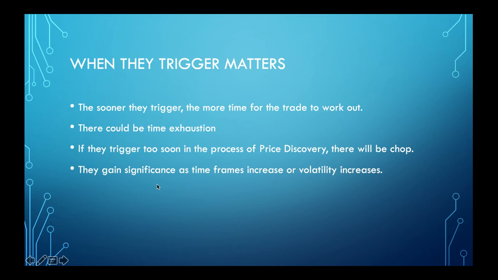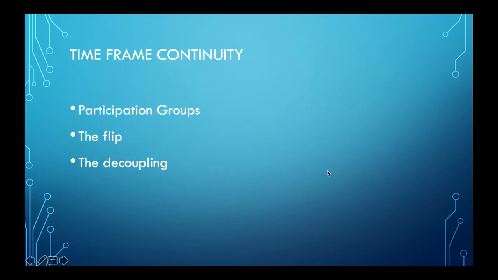And I use the analogy of a reversal on a one-minute chart in a low beta stock during an upward grind is, you know, meaningless. But a reversal or an actionable signal on a one-minute chart of a low float runner that just went parabolic and halted is already too late. So you see why they gain significance as the time frames increase or as volatility increases. And that's for anything. That's a reversal. That's an actionable signal. That's for anything.